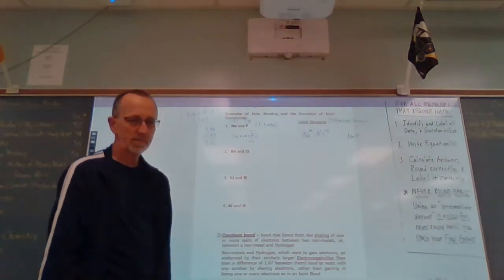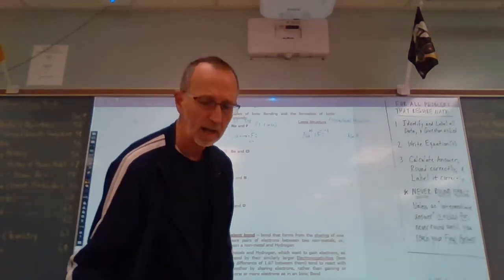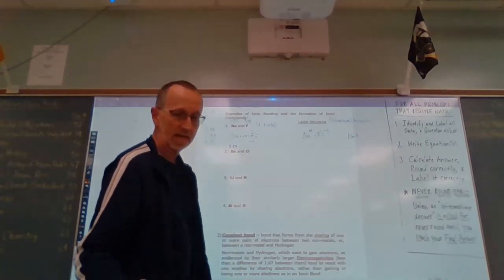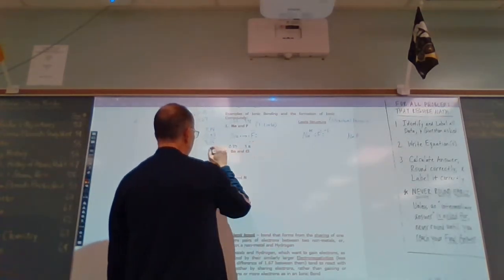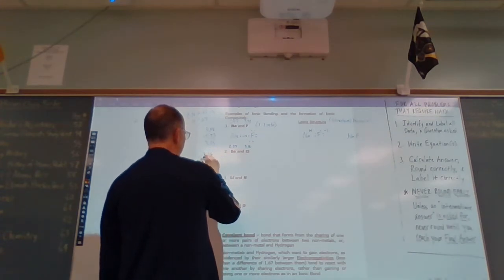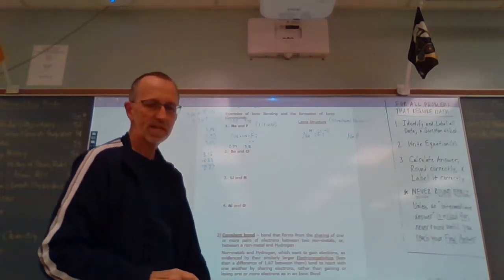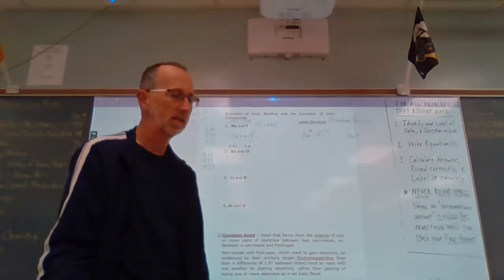All right, so let's look at number 2, barium and chlorine. All right, so barium's electronegativity is 0.89. I'll write that above it. Chlorine, 3.16. So we find the electronegativity difference there. 2.27. Again, greater than 1.67, they're going to bond ionically.